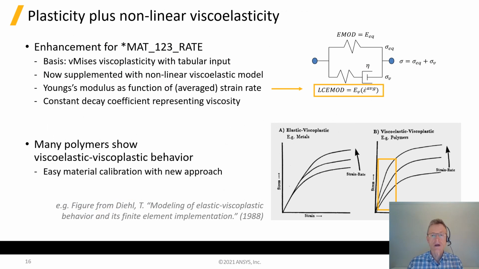So material 123 has had some new functions added to enable it to model plastics better, and specifically so that the elastic stiffness can be made strain rate dependent.